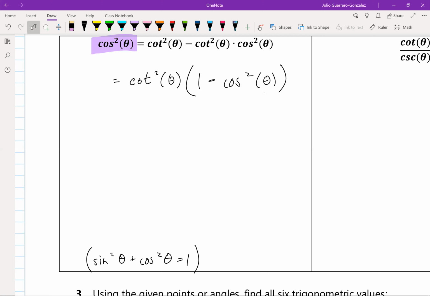Okay, I got it. So is cotangent squared the same as cosine squared over sine squared? Exactly. So that spits out, I'll go a little further on the thing that we have on the screen here. This is cosine squared theta over sine squared theta times 1 minus cosine squared theta.